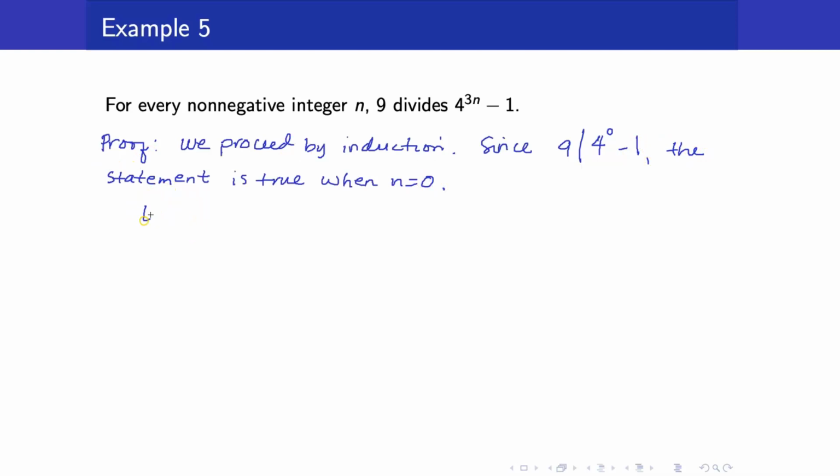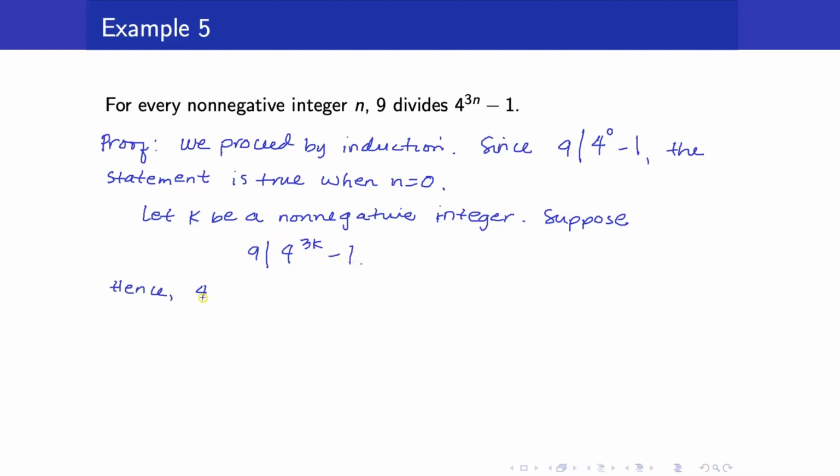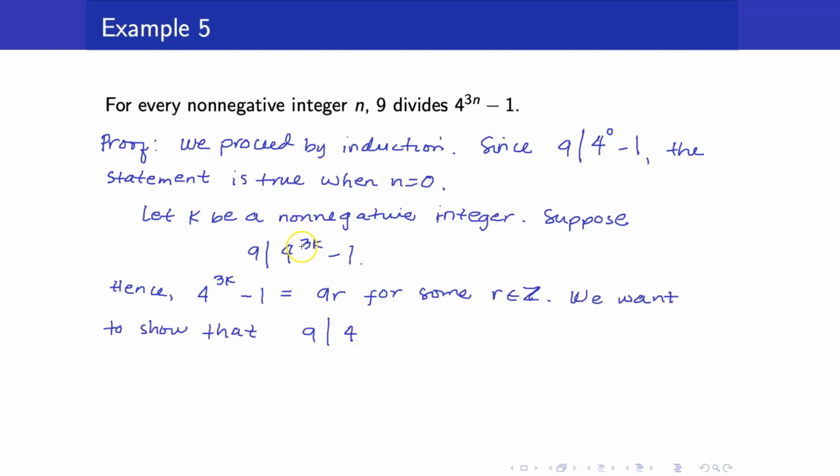For our inductive step, suppose that we have a non-negative integer k, and let us assume that 9 divides 4 raised to 3k minus 1. Just like in the previous slide, 4 raised to 3k minus 1 is equal to 9r for some integer r. And we want to show that 9 divides 4 raised to 3 times quantity k plus 1 minus 1.